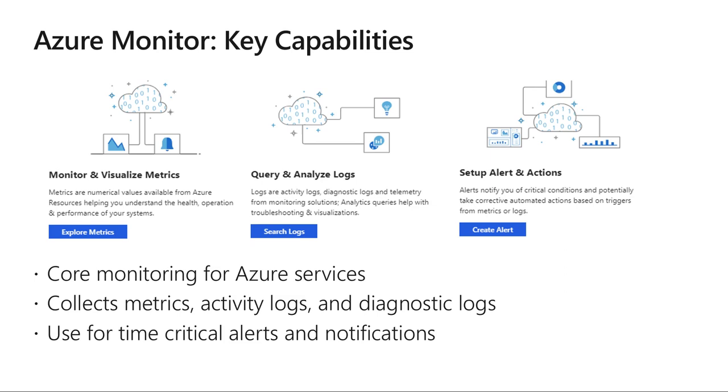And third is to set up alerts and actions. Alerts notify you of critical conditions and potentially take automated corrective actions based on triggers from the metrics or logs. So that's what we talked about earlier, about the proactive approach now of IT.